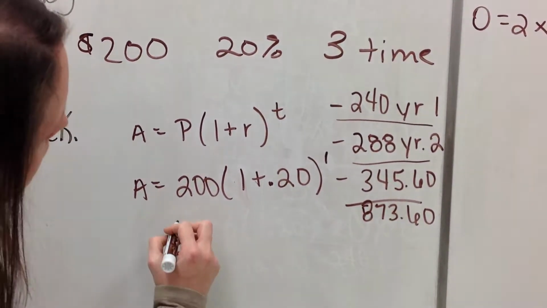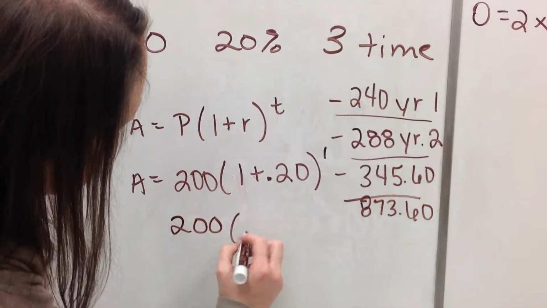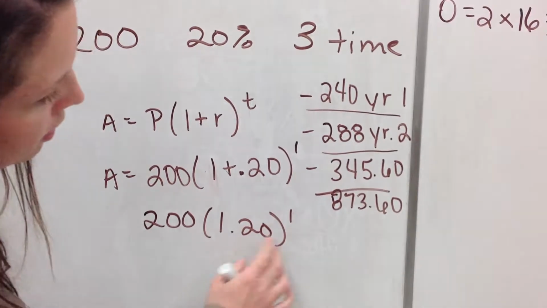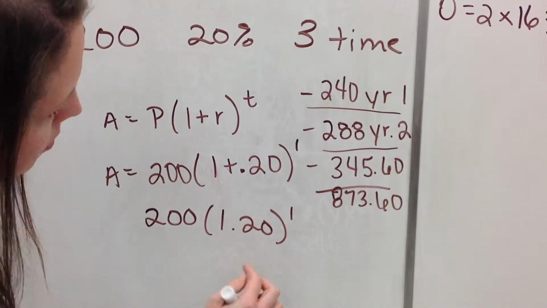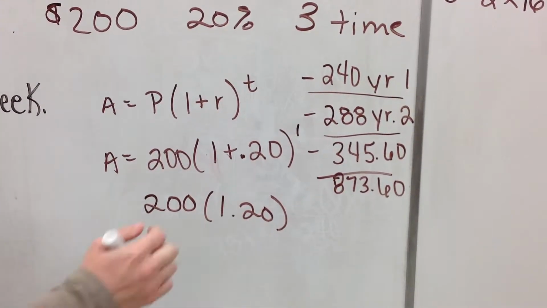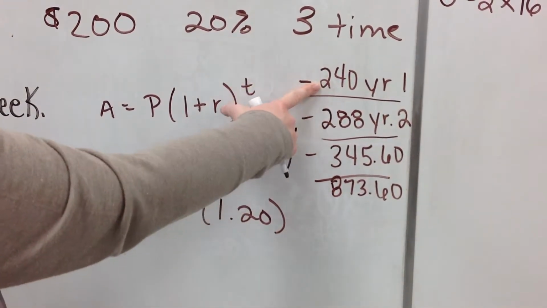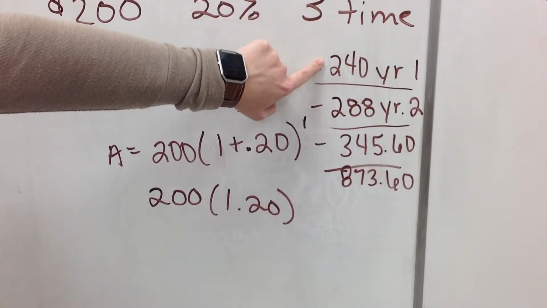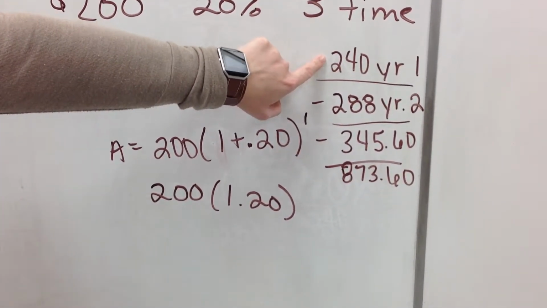So what you have to do is 200 times 1.20. If you put in the 1, an exponent of 1 stays the same, so that's just like saying this. When you do this together, that gets you an answer of $240. So for the first year, she gets an interest back of $240 is what she earns.